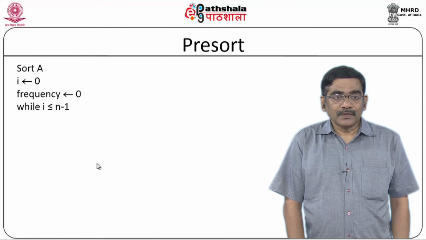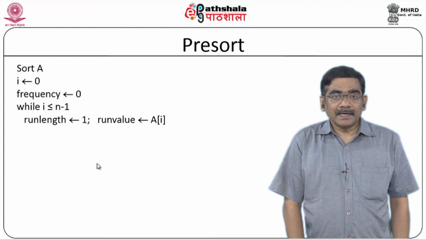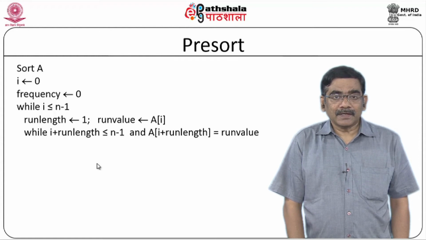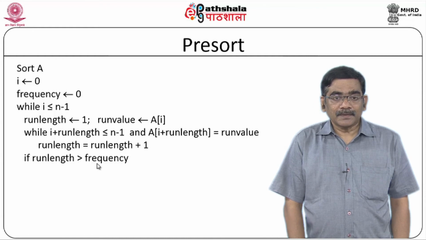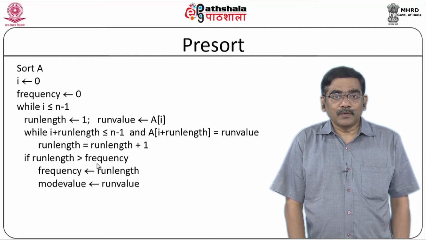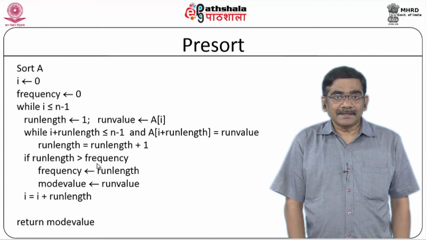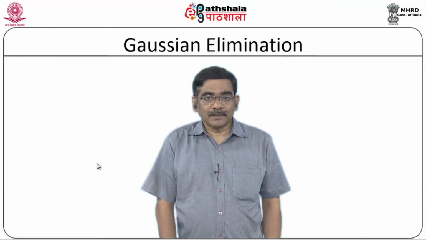So, sort A. So, you can see that the variables are assigned. I am starting the loop and I am going to find the run length. If the element is present in the adjacent locations, I am going to increase the run length, and if the run length is going to be greater than the frequency, I am going to update the frequency as well as the mode value. So, at the end of the algorithm, I have the mode value and I can return this as the result of this particular procedure.